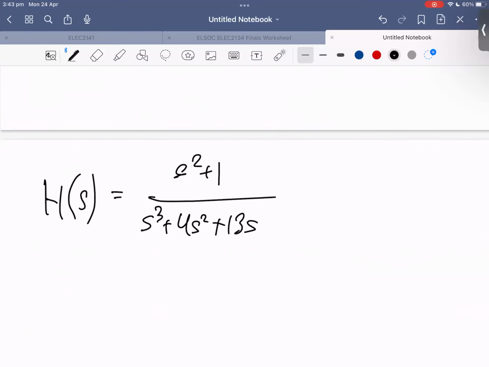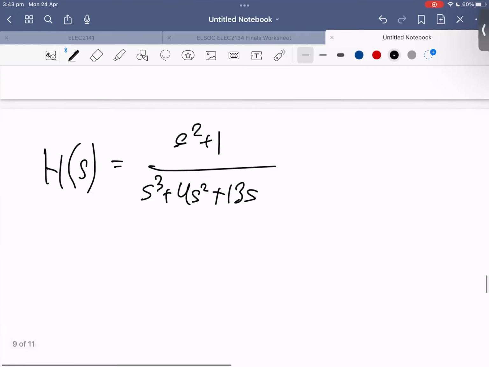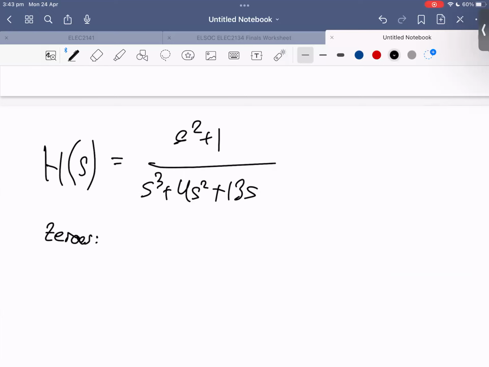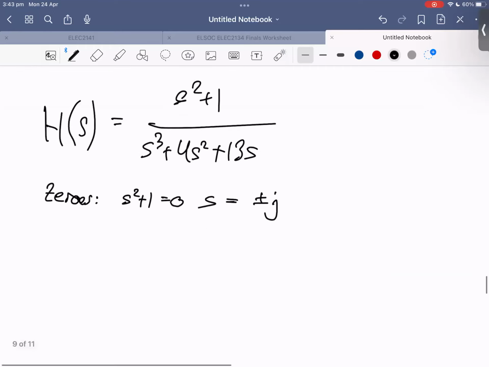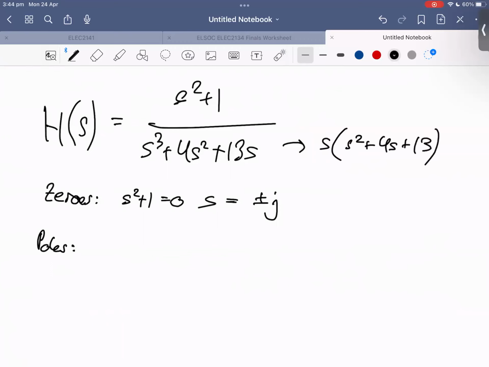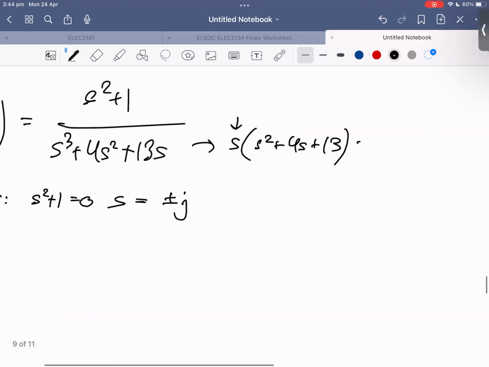Yeah, so to find the poles and zeros of this, remember the poles are your solution to the denominator and your zeros are your solution to the numerator. So the zeros are, you just solve the equation s squared plus 1 is 0. So obviously your two answers are plus or minus j. So you have two zeros at j and minus j. And then for your poles, you can write this as s times s squared plus 4s plus 13. So immediately you can see there's a pole at 0.